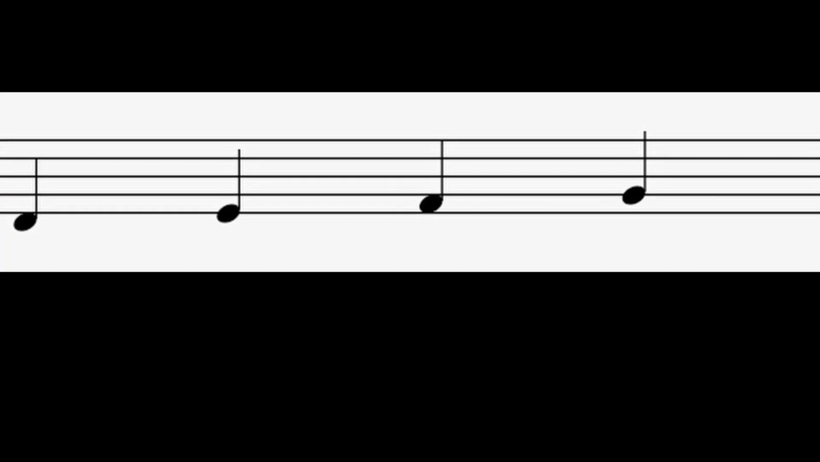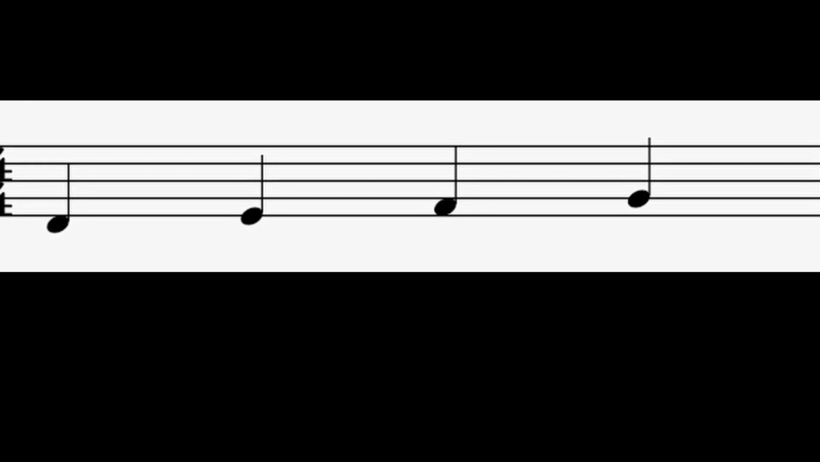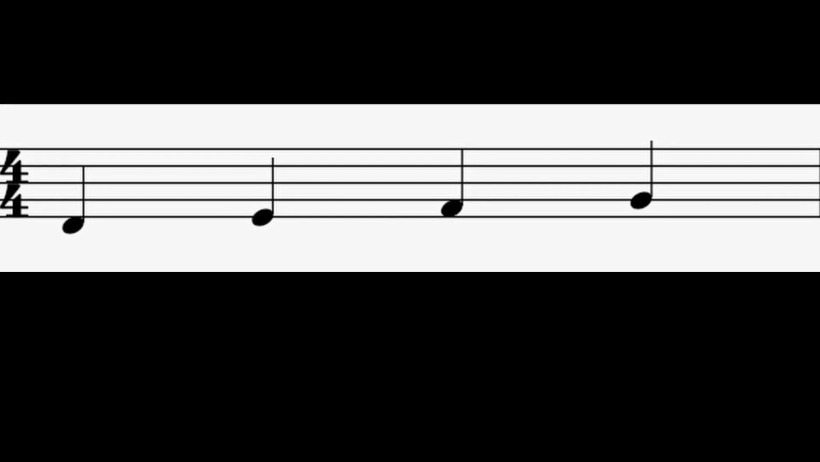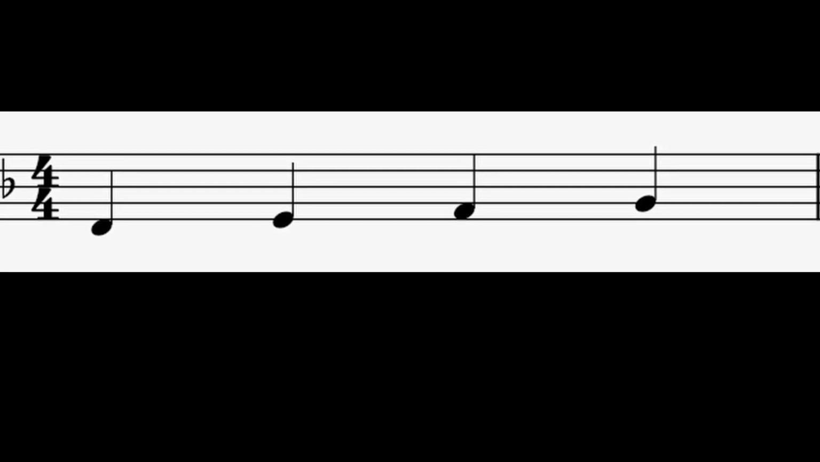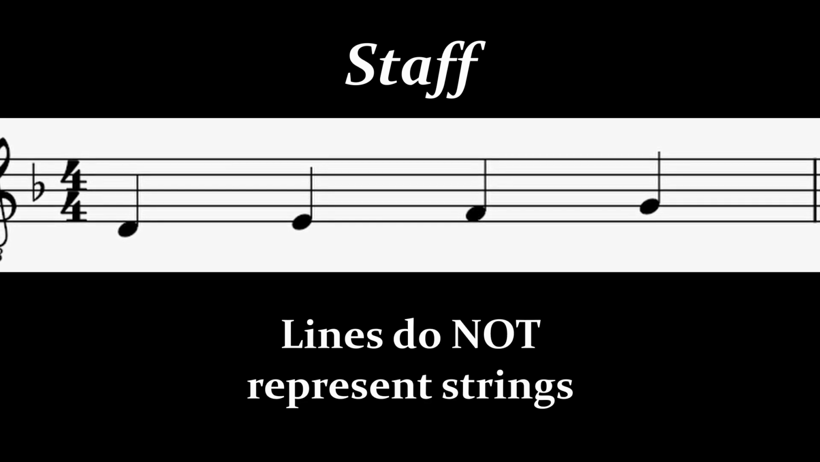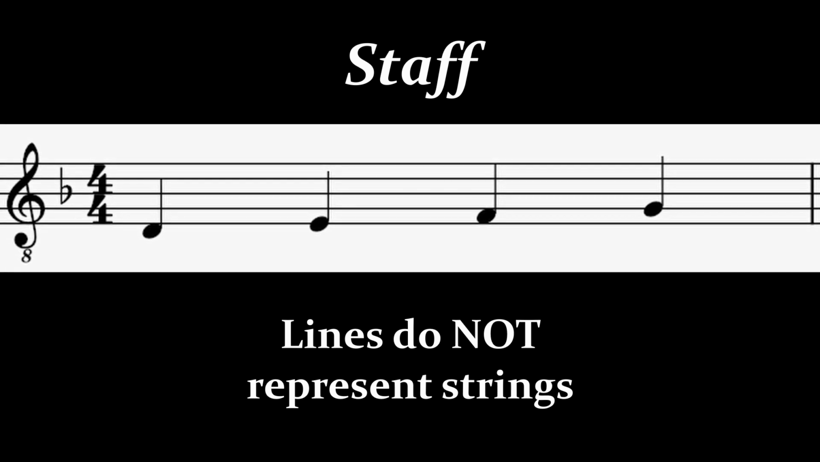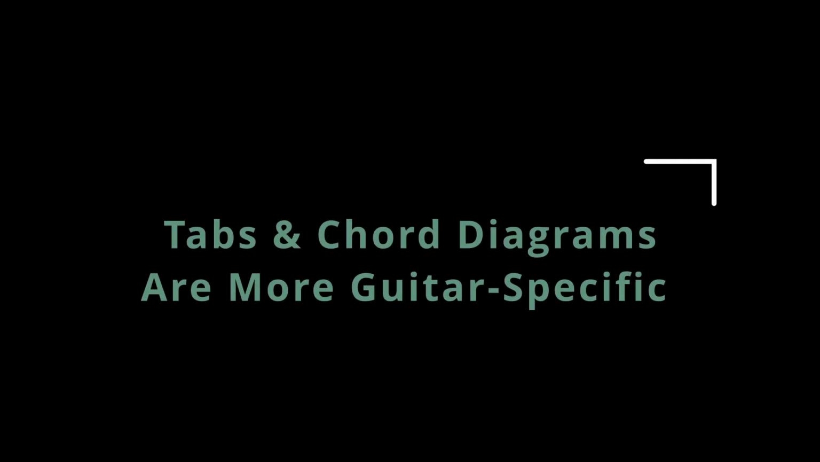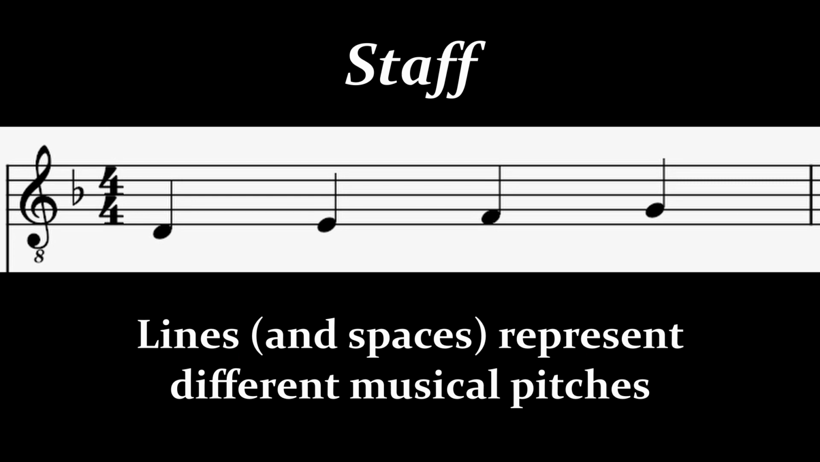And in sheet music, we see lines again, but that's the extent of the similarity as far as the lines go between sheet music, chord diagrams, and tabs, because the lines you see in sheet music make up something called a staff. So unlike tabs and chord diagrams, these lines do not indicate strings on a guitar, as sheet music is used by a variety of stringed and non-stringed instruments. Tabs and chord diagrams, on the other hand, are more specific to the guitar. The lines and spaces on sheet music, however, represent different musical pitches when notes are placed on them.